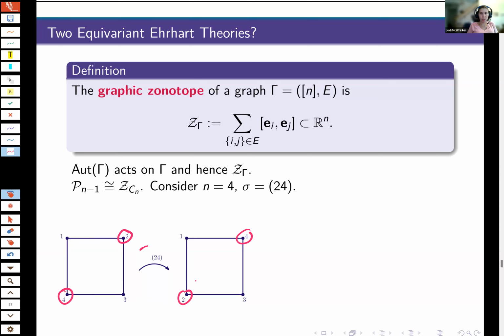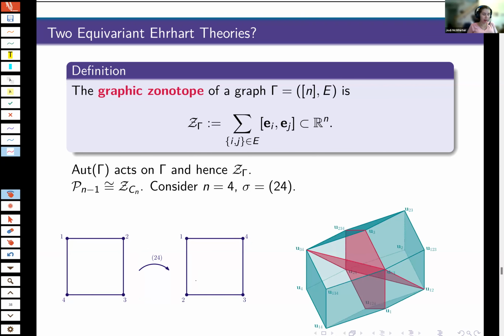And so then one question is, well, for the elements of the groups that overlap, do we get the same polytope or a different fixed polytope? And the answer is that we actually get different fixed polytopes. So if I look at this permutation (2 4) on the original group action I was telling you about, we get this hexagon in the middle. And for the graphic zonotope, you would get this quadrilateral. So not even the same number of vertices there.